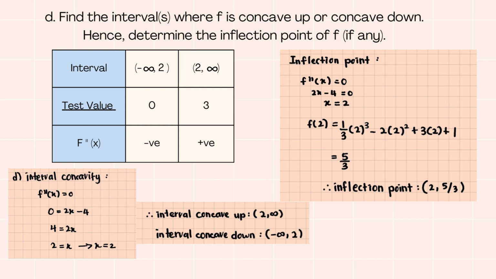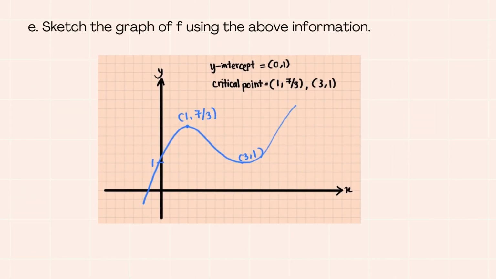Next, you need to find the inflection point. We need to substitute the inflection value into the original equation to find y. (2, 5/3) is the inflection point. Then we need to collect the information before we do the sketch.